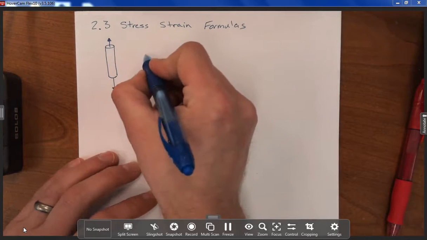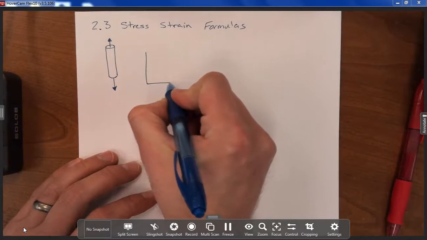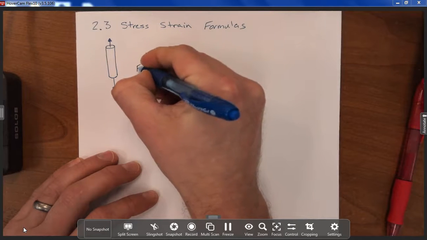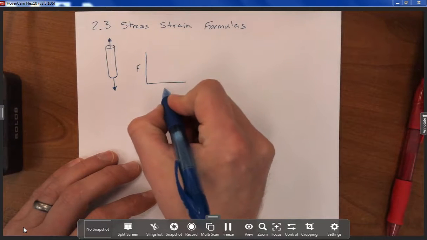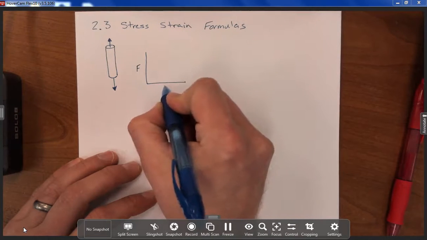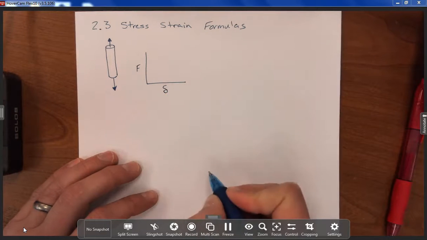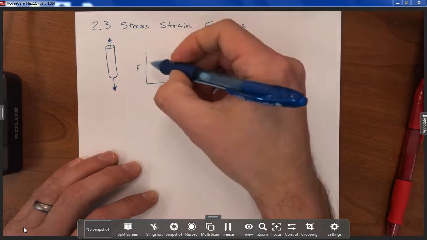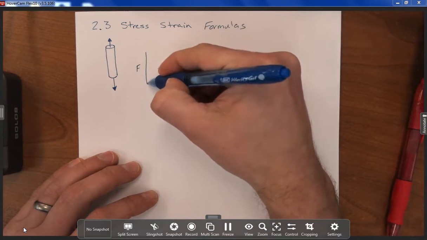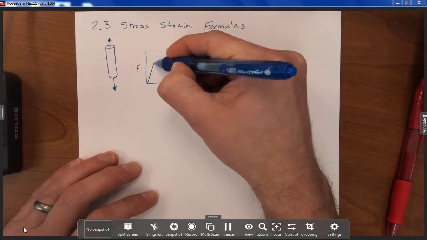And so we get a graph if we plot two things, force and how much this material stretches, which is elongation. It's delta, a lowercase Greek letter delta. And you're going to get a graph that looks something like this.